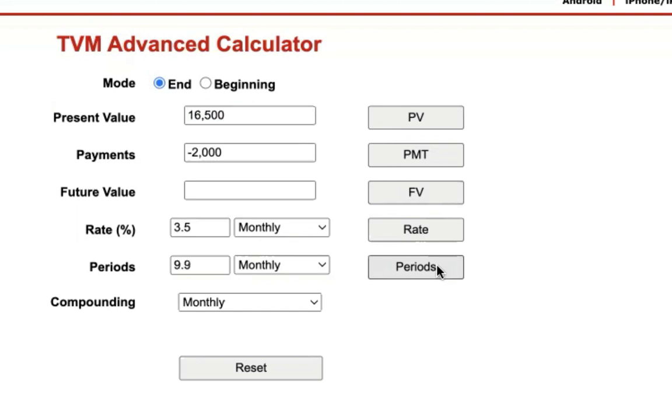So the answer is 9.9. So if you're going to pay 2,000 monthly at 3.5% monthly, you're going to pay for almost 10 months. Kasi 9.9. So practically 10 months. 10 times 2 is 20,000. So that means the interest paid is 20 minus 16.5. So about 3,500 in 9 months. Which is not bad.